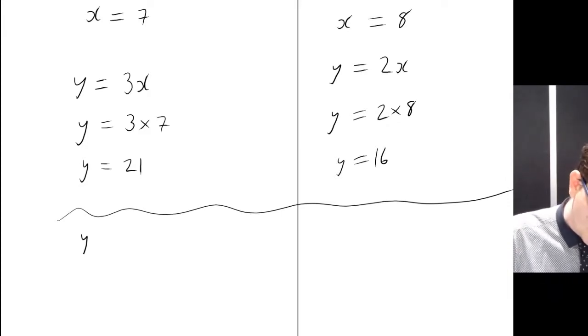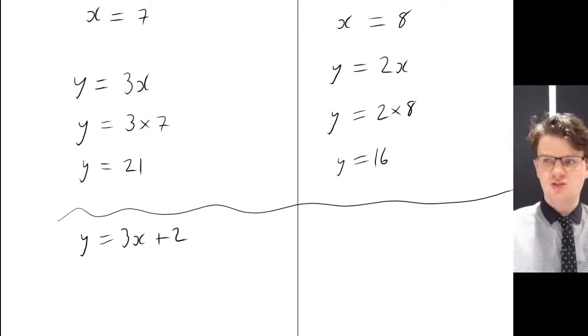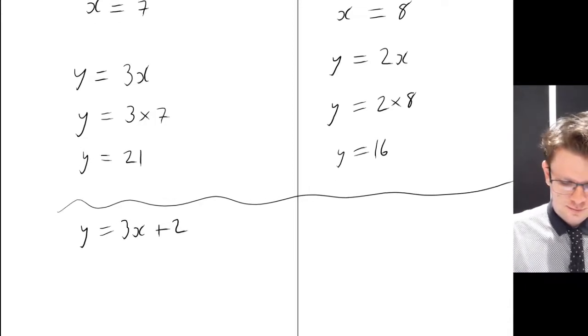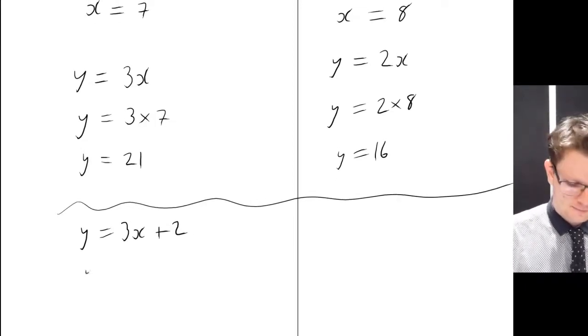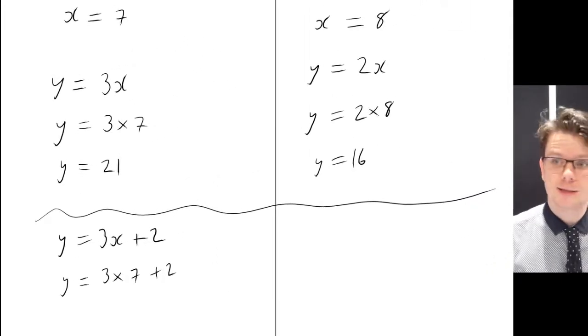I'm going to change my equation just a little bit. Y is equal to 3x plus 2. Not a huge difference, just a little difference. I'm just putting that plus 2 on the end. Now I want to have another go. X is still equal to 7.